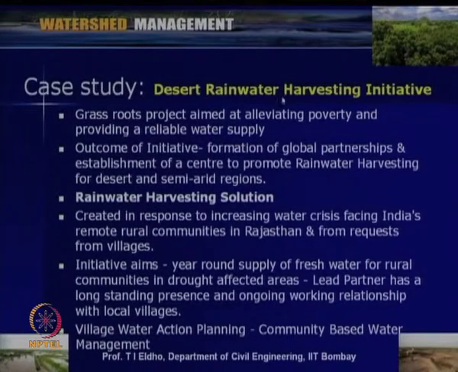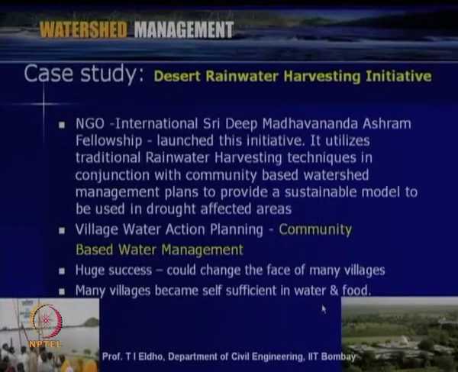This Desert Rainwater Harvesting Initiative was created in response to the increasing water crisis facing the Rajasthan region. The initiative aims at a year-round supply of fresh water for rural communities in drought affected areas. The lead partner has a long-standing presence in the area, and the village water action planning committees are managing and developing the system with the help of the NGO. The NGO is called International Sridip Mahavandana Ashram Fellowship, and they launched this initiative.